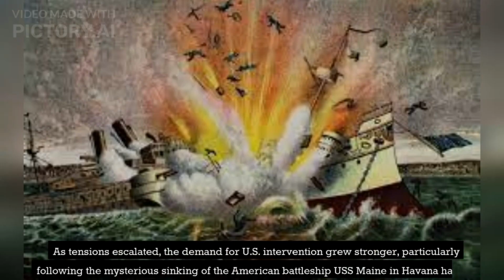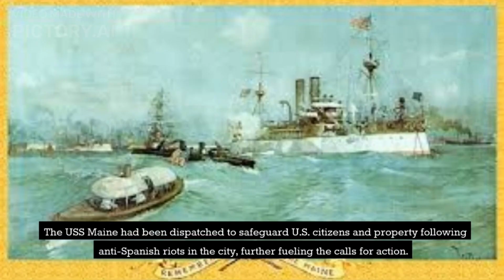As tensions escalated, the demand for U.S. intervention grew stronger, particularly following the mysterious sinking of the American battleship USS Maine in Havana Harbor. The USS Maine had been dispatched to safeguard U.S. citizens and property following anti-Spanish riots in the city, further fueling the calls for action.